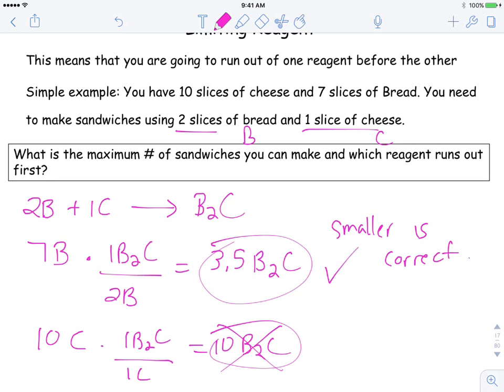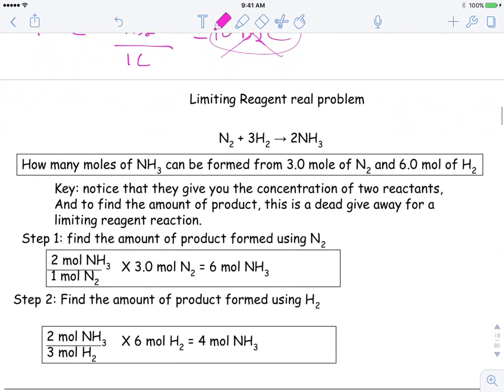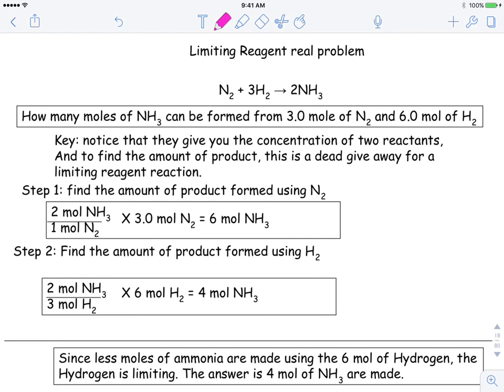What does that look like, if I was doing this with a real actual problem? Well, let's try something like this. We're going to try and make ammonia. And we're going to try and form this from 3 moles of nitrogen and 6 moles of hydrogen. So now, notice, with these limiting reactant problems, they give you both reactants. So let's go through what we did with the cheese and bread. Let's take the first reactant, and let's multiply it by the mole ratio, and we get an answer of 6 moles of ammonia.